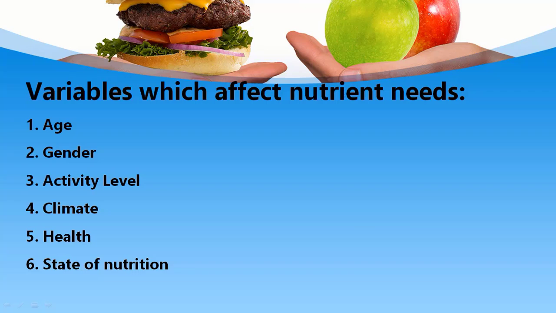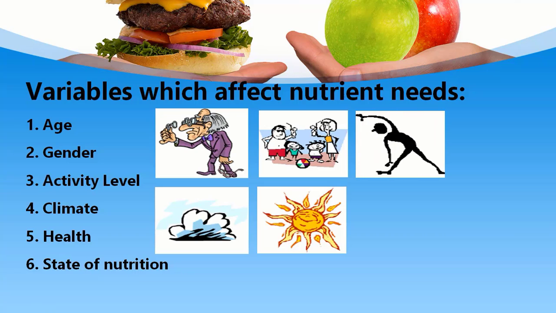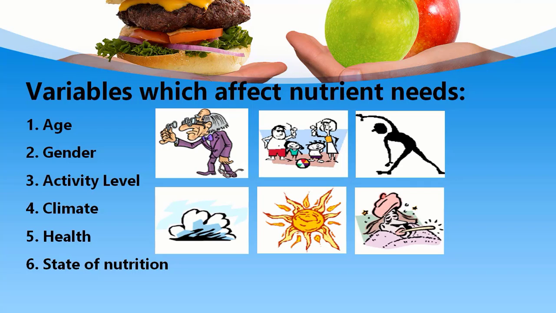The nutrient needs of the human body change with respect to different aspects like age, gender, activity level, climate, health, and the state of nutrition. When you are in childhood, the nutritional needs are different. When you are in the adolescent age, they are different. For male it will be different, for female it will be different, because the activity level and body genetics are different. As a result, for different genders, activities, and climatic conditions, the nutrition required is different.